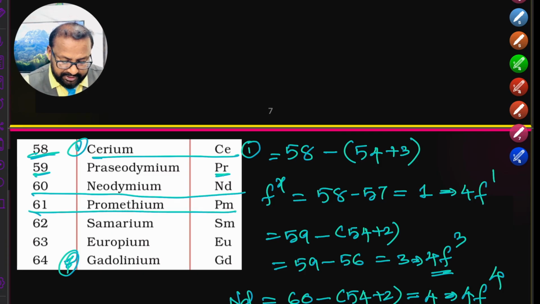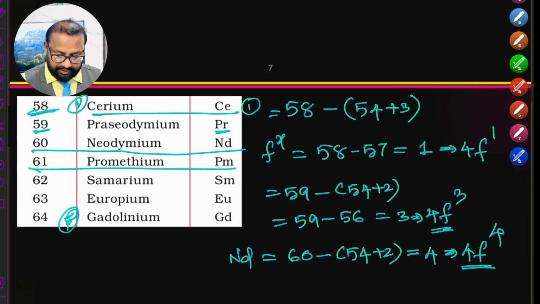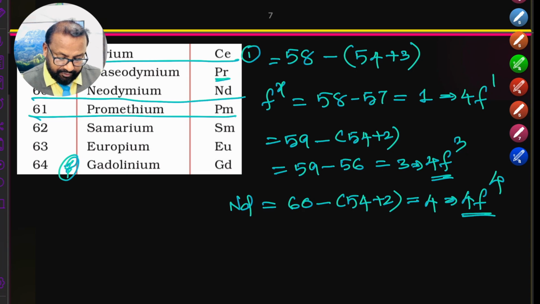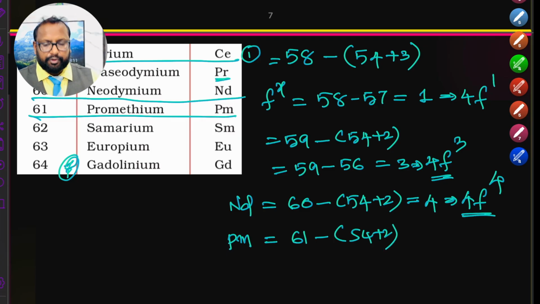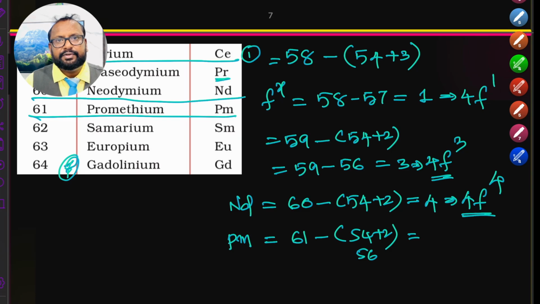So let's do it for the 61st element, promethium. So 61 subtract 54 plus 2. 54 plus 2 is exactly 56. You are just subtracting 56. So this gives you 61 minus 56, 4 plus 1, 5. So it has exactly 4f5 configuration.